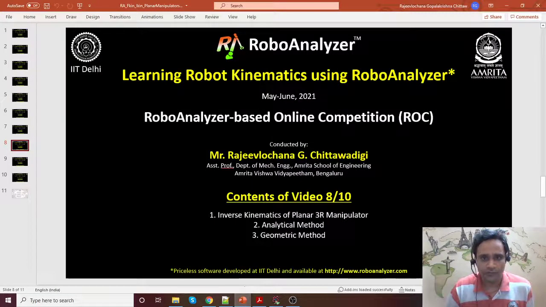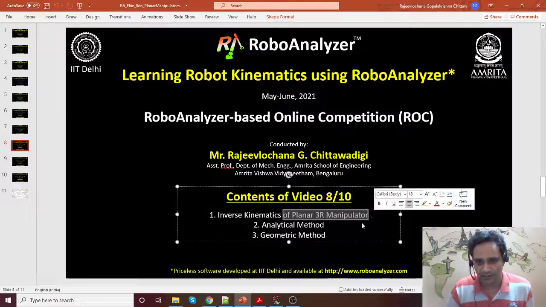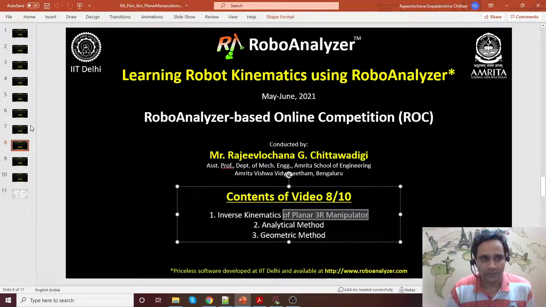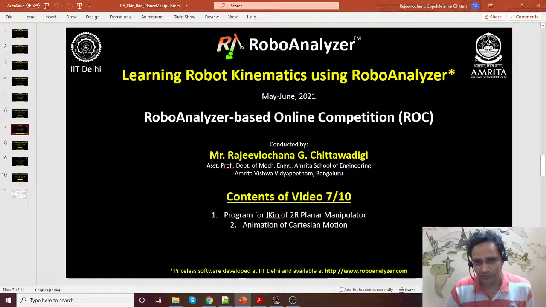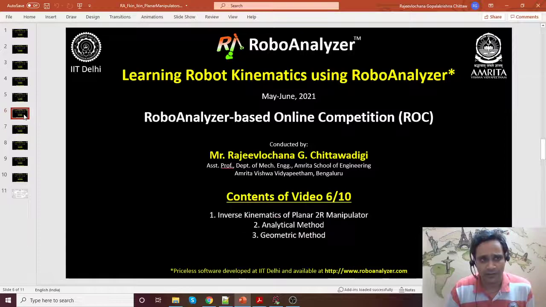In this video, we'll continue with the inverse kinematics formulation for planar manipulator. We'll take a planar 3R manipulator, and in the previous video, we have seen the inverse kinematics of 2R planar manipulator and the MATLAB program for the same. The rest of the things are also there here, so I would request everyone, whoever has come to this video, try to go through the previous videos so that you will understand the context better.